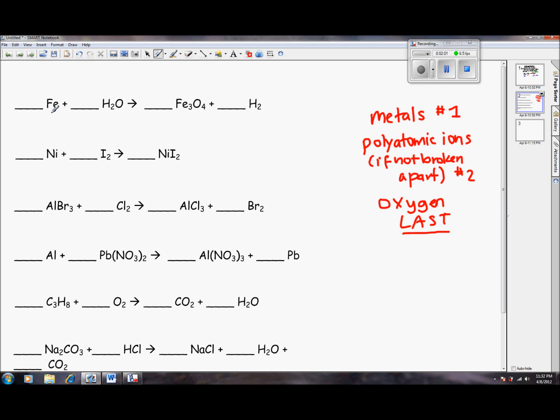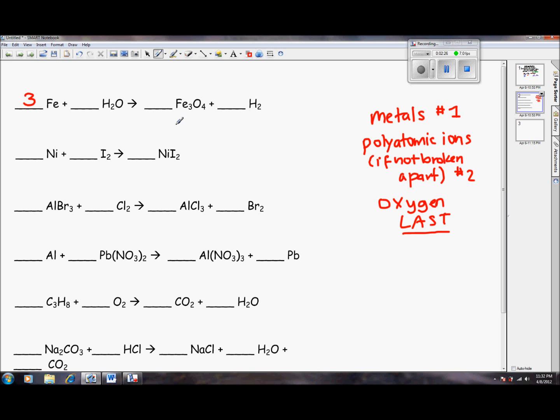So that would be iron, Fe. On the left side of the arrow, there's just one Fe. On the right side of the arrow, there appear to be 3 Fe's. The subscript says 3, so I'm going to make that the same on the left by putting a 3 here. So now I have 3 Fe's and 3 Fe's. Okay, I have O, but I'm going to wait to the end. So I have 2 H's and 2 H's.